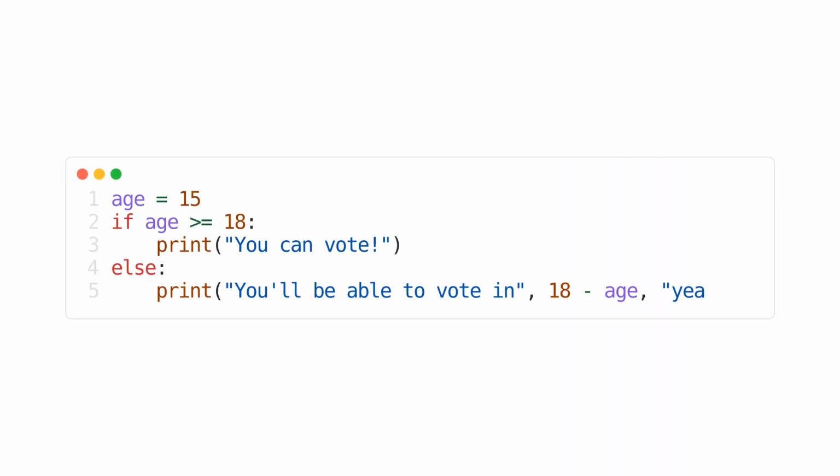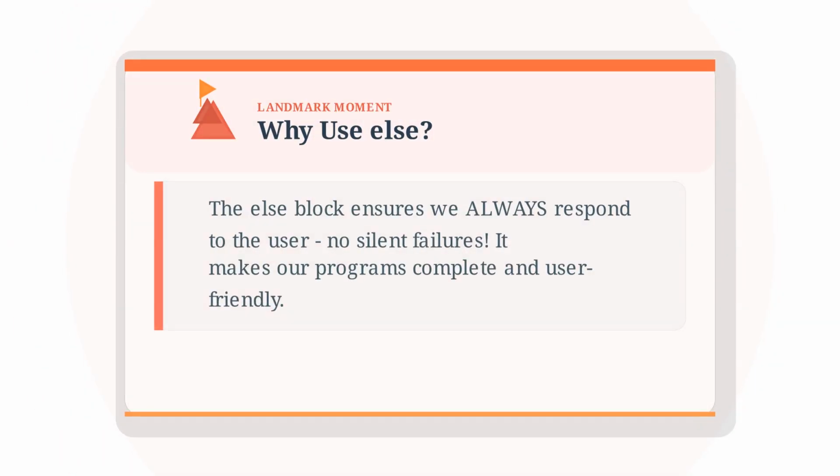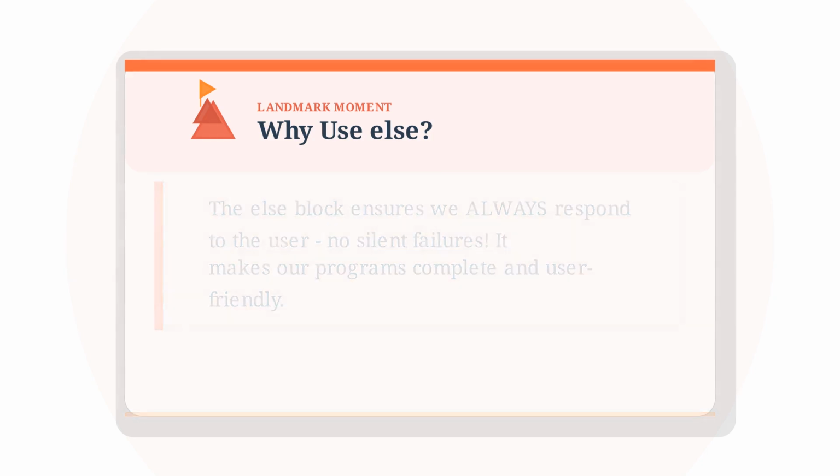Check out this code. Now we have an else block that ensures we always respond to the user. See how it calculates exactly how many years until they can vote? No more silent programs. We're being helpful and complete. This is huge. The else block ensures we always respond to our user. No more silent failures where the program just does nothing. It makes our programs complete, professional, and super user-friendly.